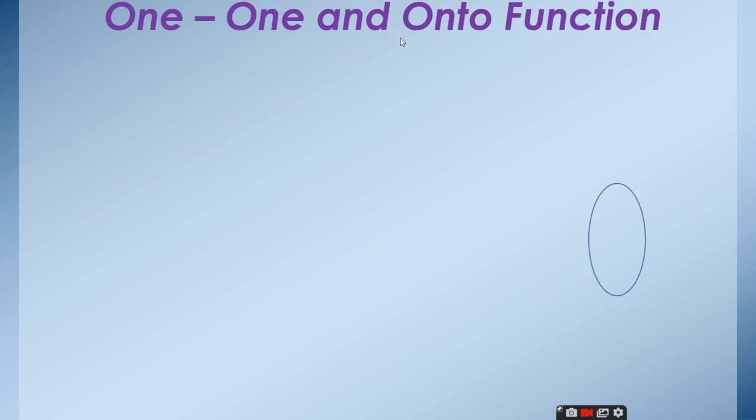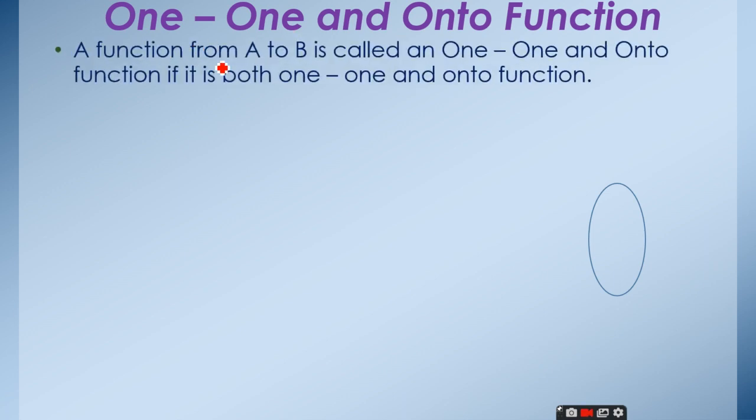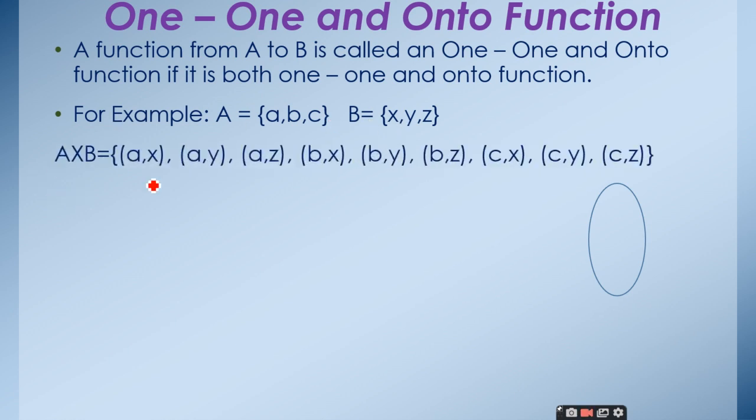Then we have the one-to-one and onto function. A function from A to B is called a one-to-one and onto function if it is both one-to-one and onto. For example, we have set A as a, b, c and set B as x, y, z. The Cartesian product of the sets is as follows, and the relation is (a, x), (b, y) and (c, z). One-to-one and onto function means we have to check both types of function.